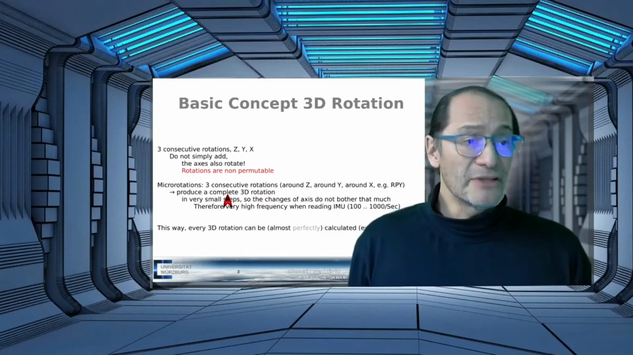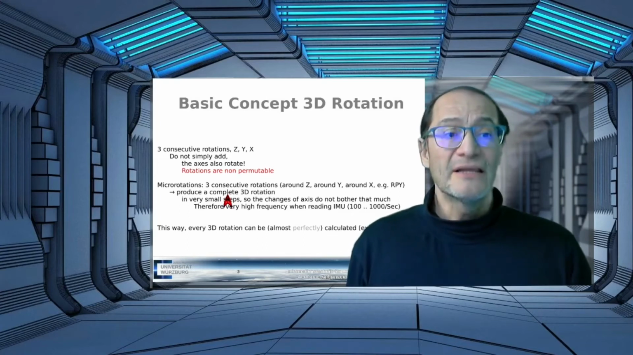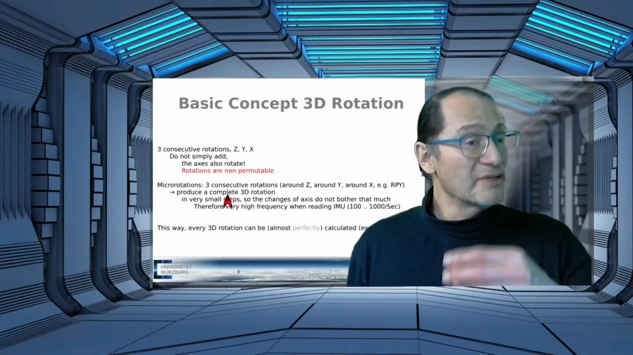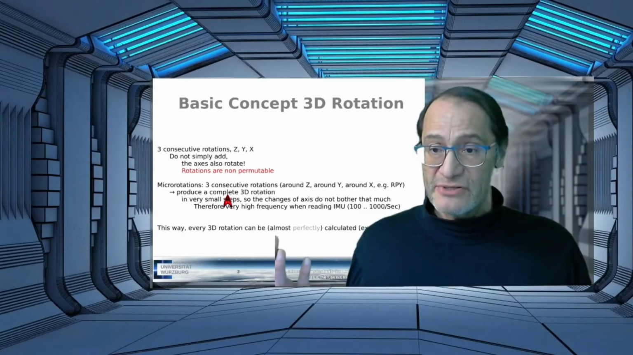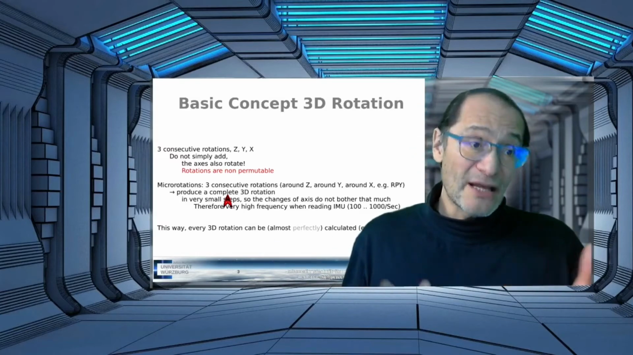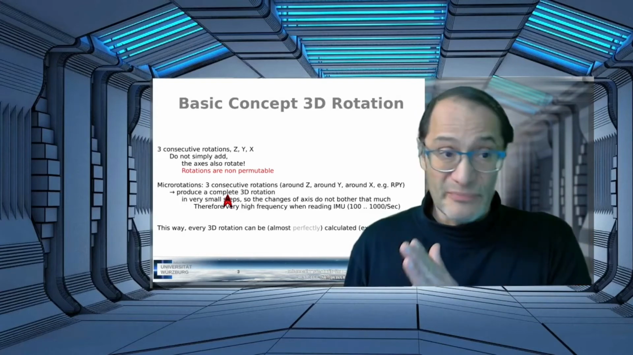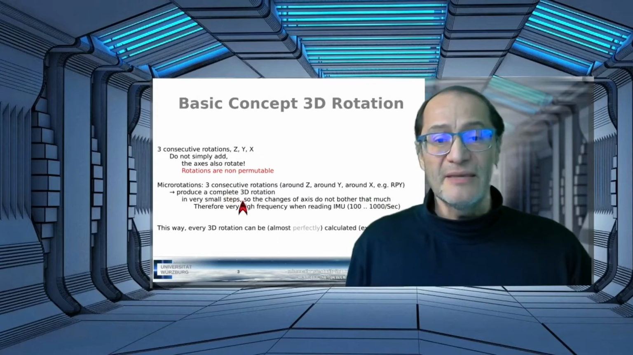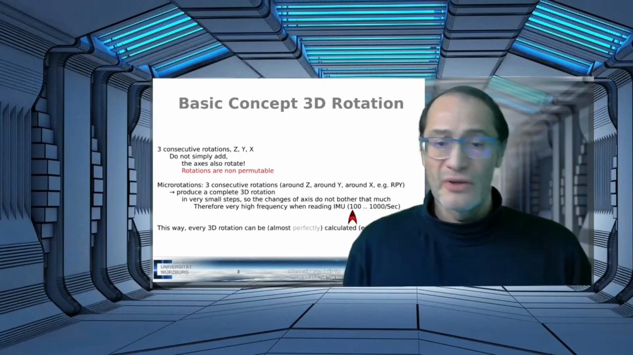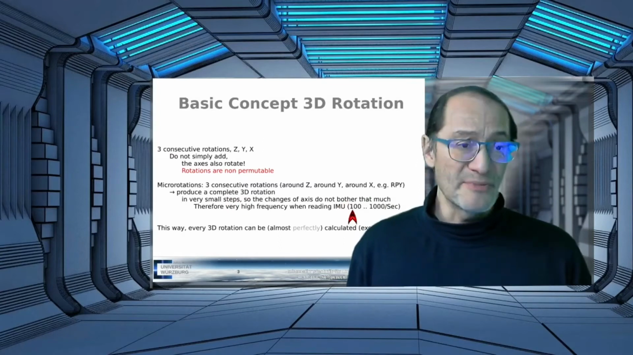If we don't want to accumulate a very big error, then we have to do the integration of the rotations in very small steps, maybe 1,000 times per second. And then we can integrate all these micro rotations to get the total rotation of the system. Typical numbers are from 100 to 1,000 times per second.